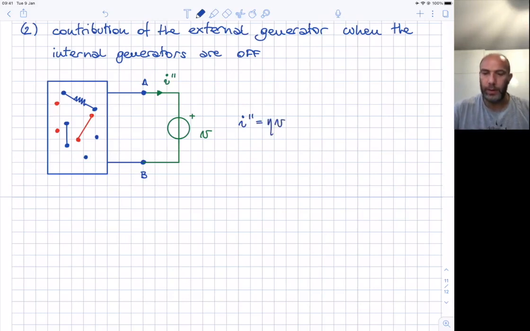eta V, that is, eta is 1 over the resistance of the passive two-terminal component at the terminals A and B. And since this is studied according to the active sign convention, we also have to add the minus sign. So this equation is nothing but Ohm's law applied to the passive AB two-terminal component.